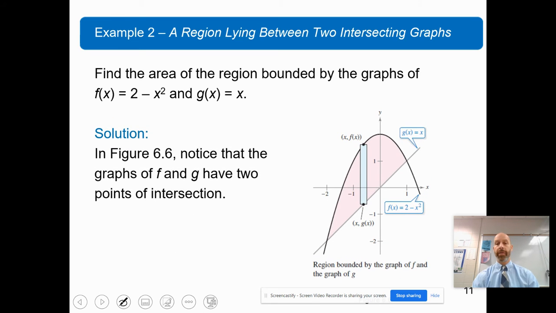Now look at our graph. Here we've got a parabola that opens down, and now we've got the graph of y equals x. Notice that the graphs of f and g have 2 points of intersection. You are going to have to figure out what those points of intersection are. You're going to have to figure out what the x value is at first, and you're also going to have to figure out what the x value is over here on the right. Now, this is a pretty easy example. So how would you do that?